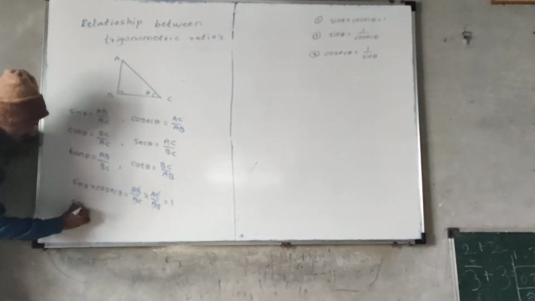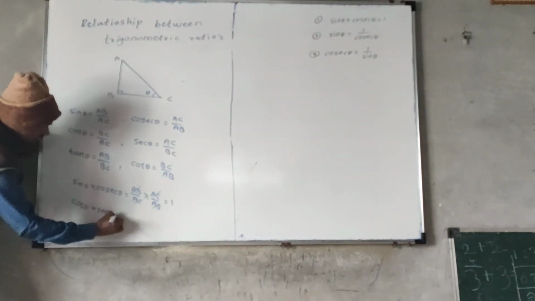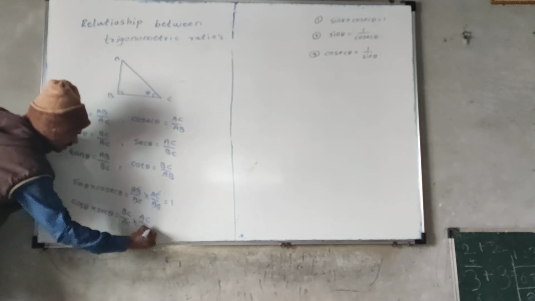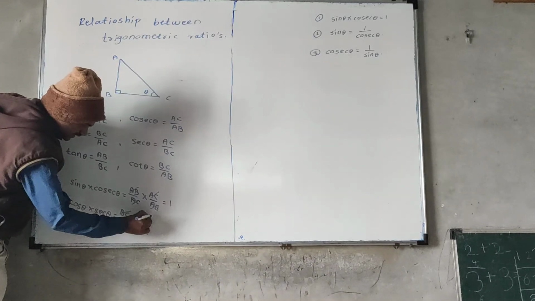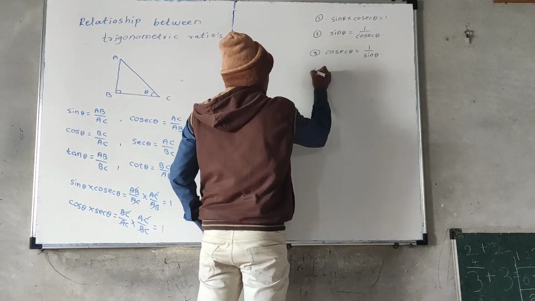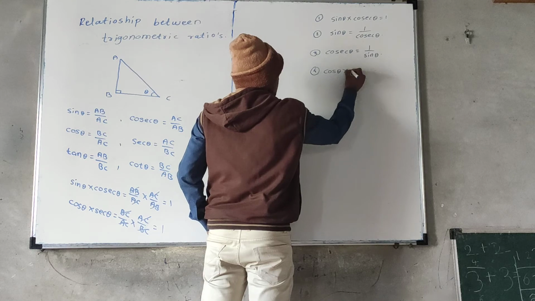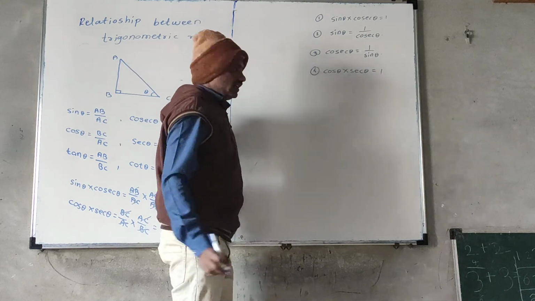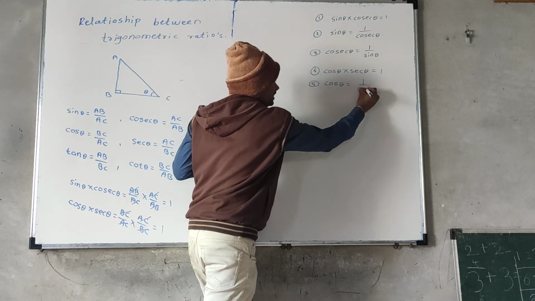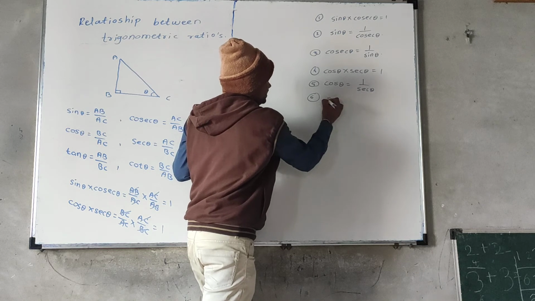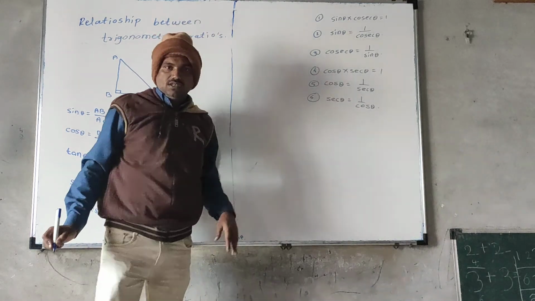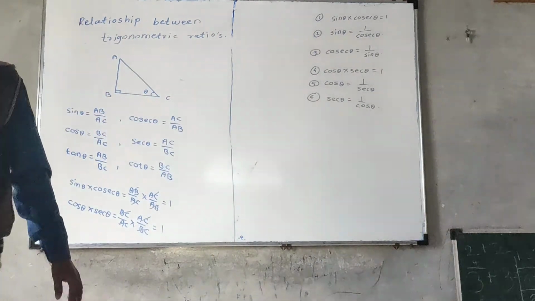Another, cos theta multiplied by sec theta is equal to BC upon AC multiplied by AC upon BC. BC cancels, AC cancels, and it is equal to 1. Therefore, the fourth formula is cos theta multiplied by sec theta is equal to 1. Again, number 5, cos theta is equal to 1 upon sec theta, and sec theta is equal to 1 upon cos theta. We formulate 6 formulas.